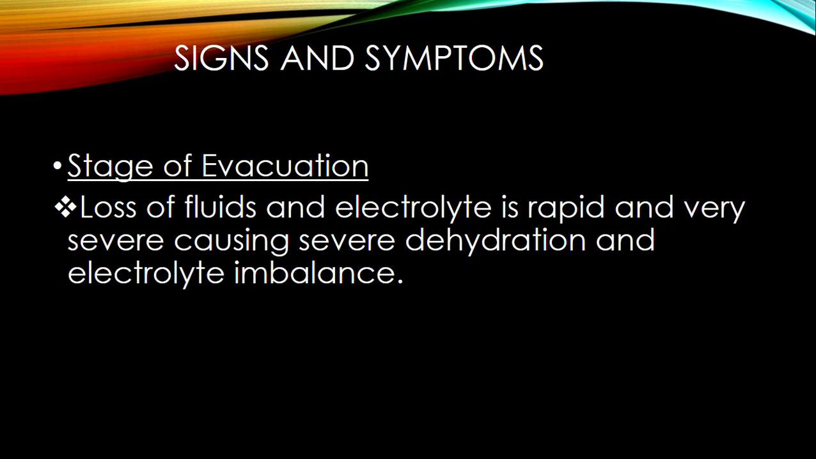The electrolytes, the sodium, the potassium, all the ions are coming out of the cells because there's nothing to regulate their movements. So because they are coming out, a massive amount of water also is following them. As a result, a person is going to lose a lot of these electrolytes and water. As a result, there will be electrolyte imbalance and severe dehydration.